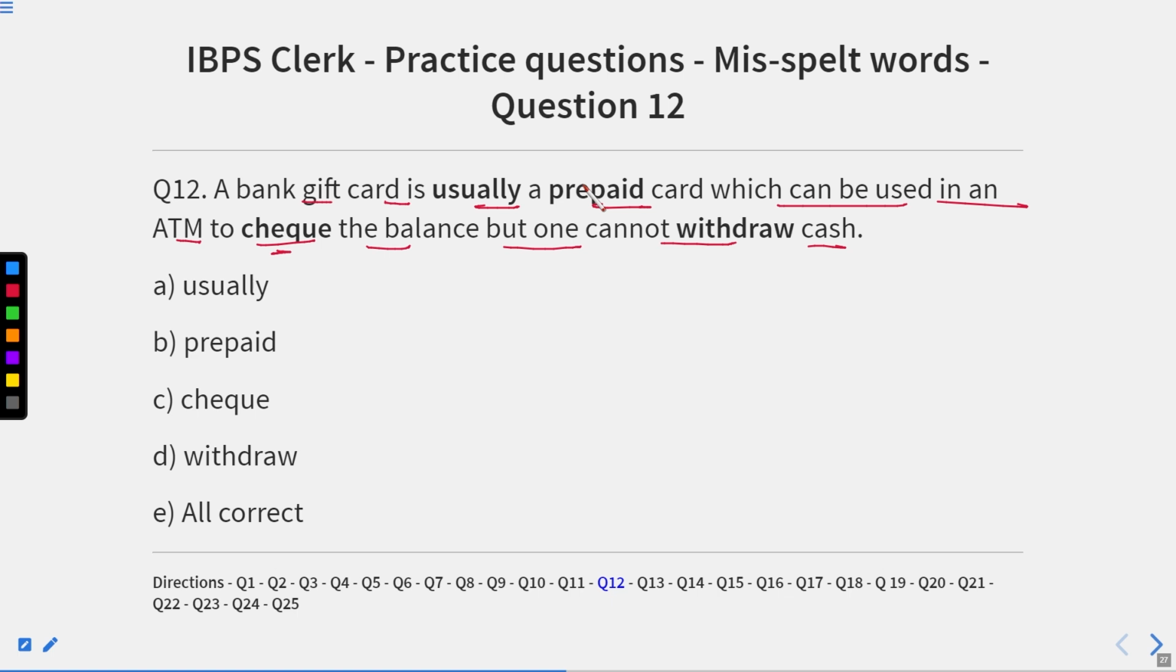It means we have to just pay before we have to fetch from it, which can be used in an ATM to check the balance. Now, here we are talking about checking the balance, means to just evaluate whether the balance that we need is there in our account or not, or how much balance do we have in our account. So, just to check it, just to inspect it, or you can say just to look for it.